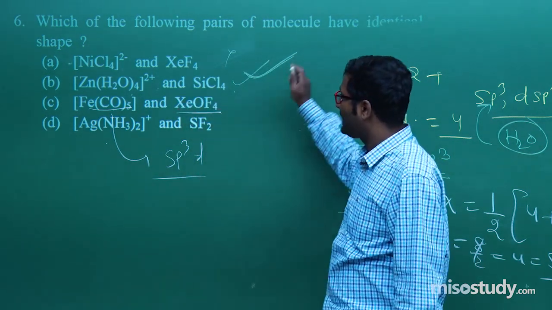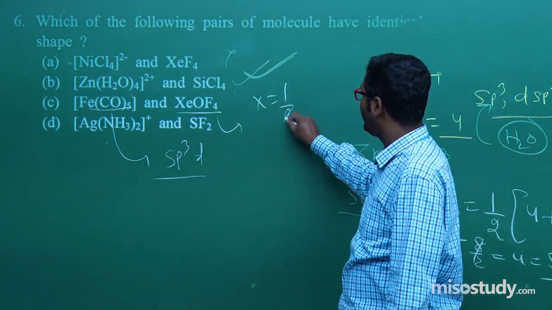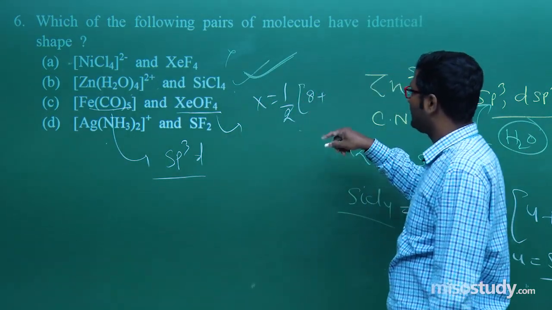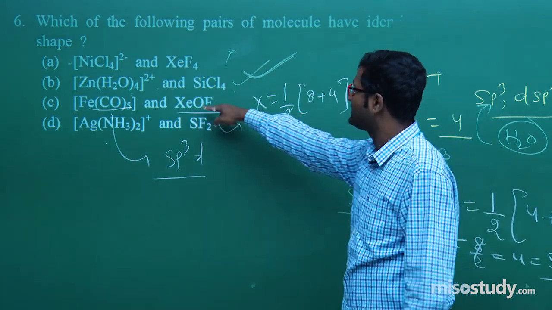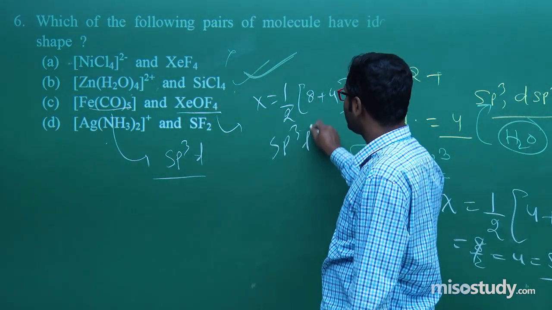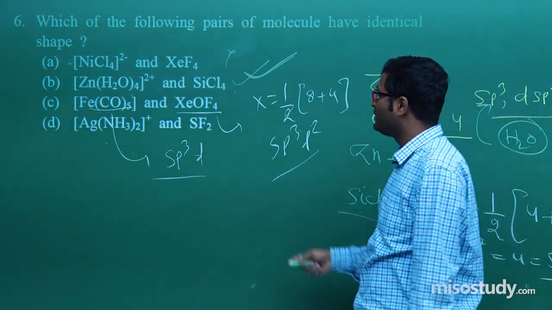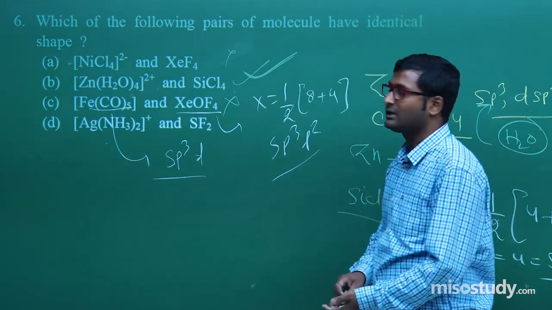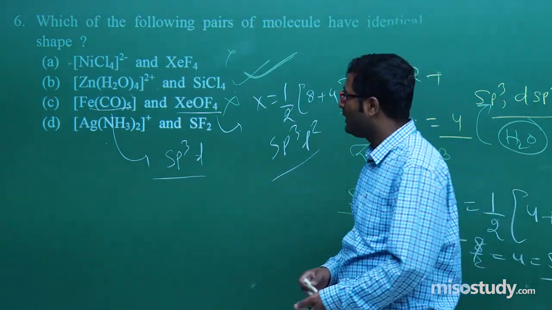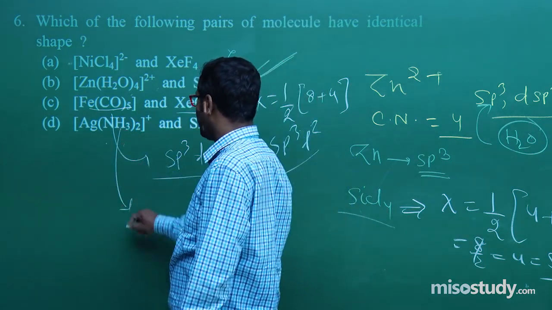Now if I talk about XeOF4, check it out. X is equal to 1 by 2, 8 plus monovalent atoms 4. The oxygen is divalent, so we will not count it. Monovalent atoms 4, so again the hybridization is sp3d2. One is sp3d, the second one is sp3d2. So this is also not a correct option. Clear to you?